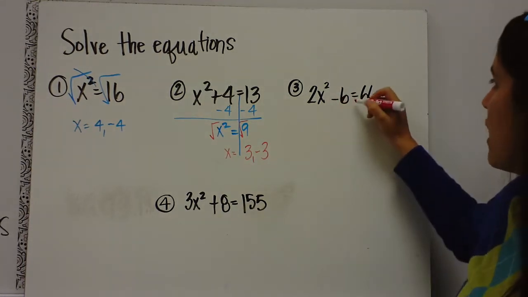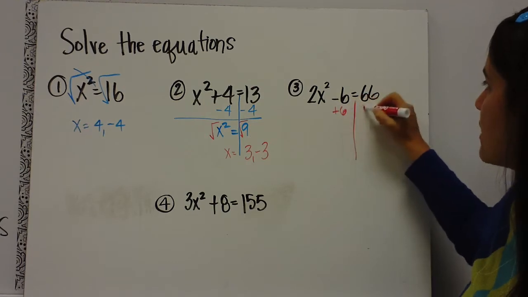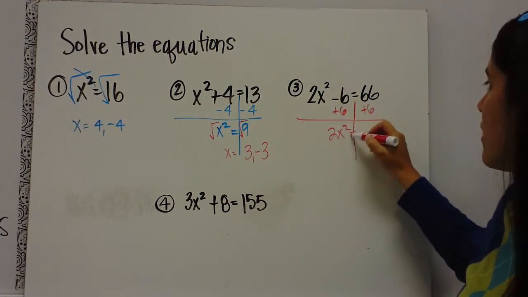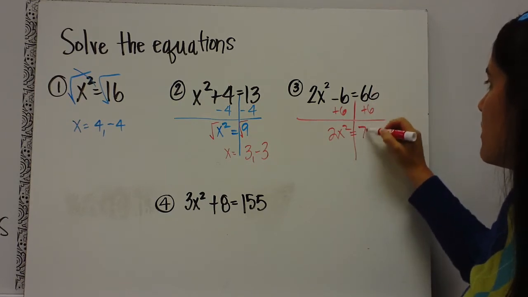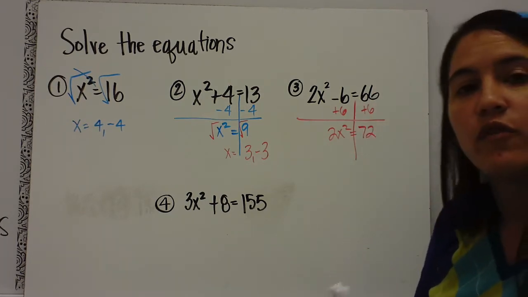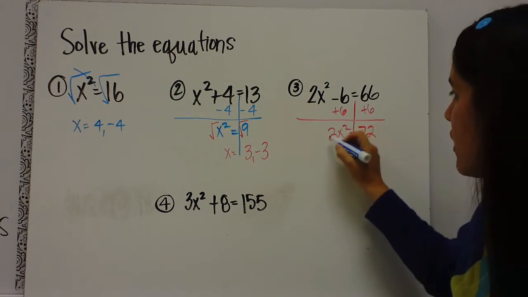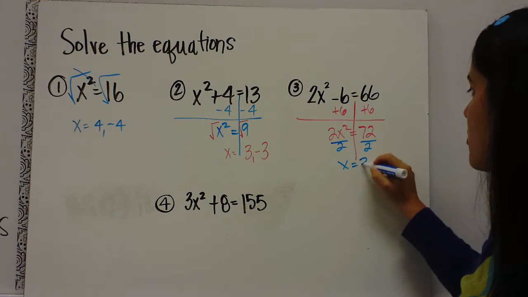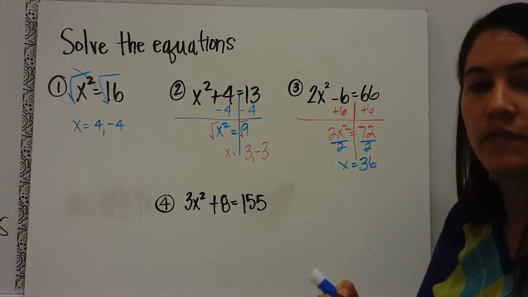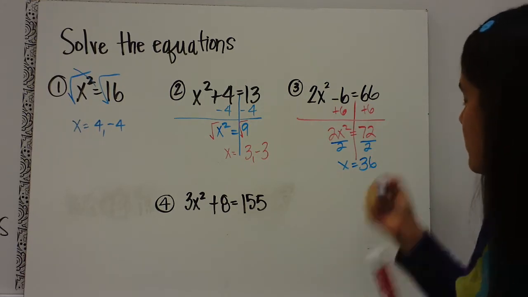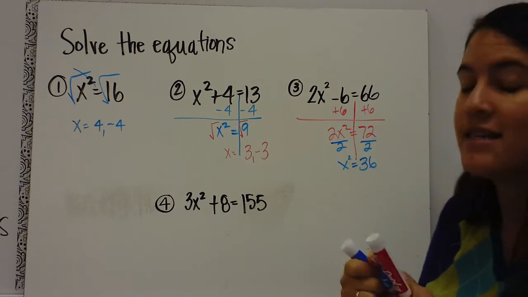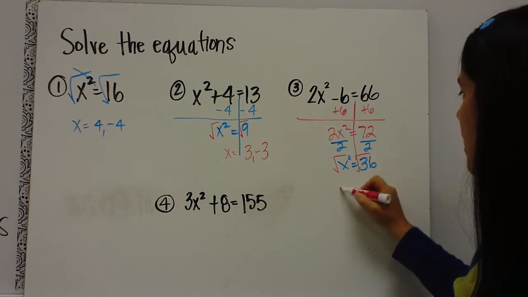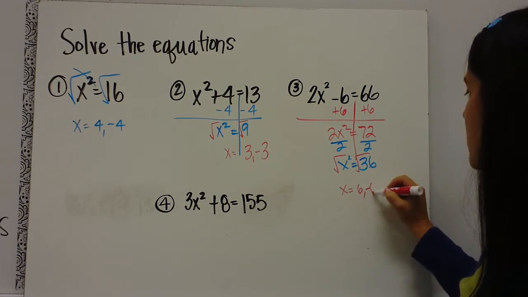Number 3, I draw my line. I'm going to add 6 to both sides. And I bring over my 2x squared equals 72. Before I can do anything, I can't get to my x squared. I need to divide by 2. 72 divided by 2 is 36. Oops, this is x squared. Oops, sorry. Now I can take the square root, and x is going to equal 6 or negative 6.